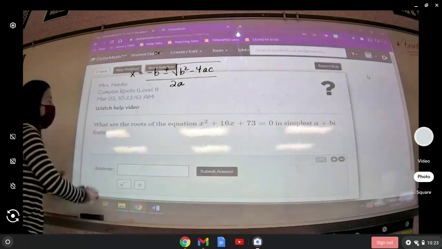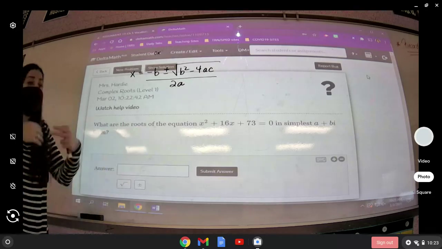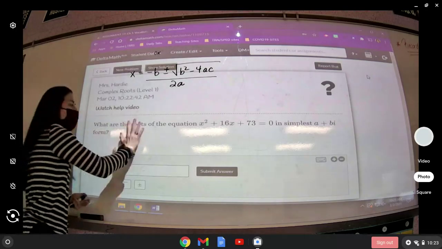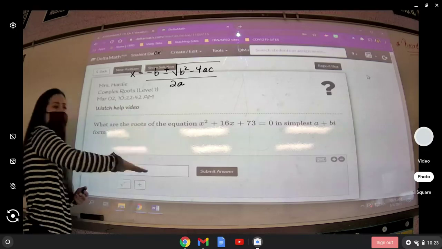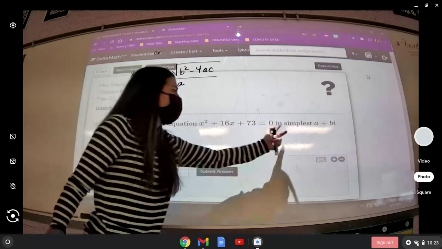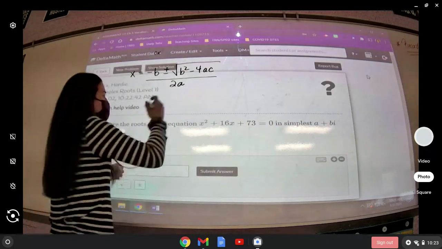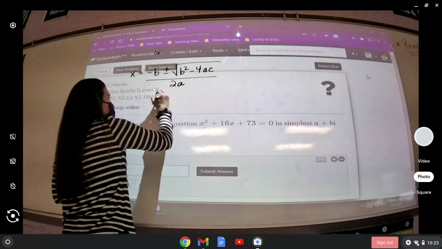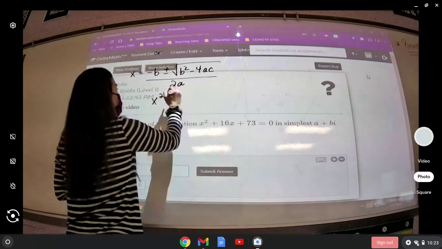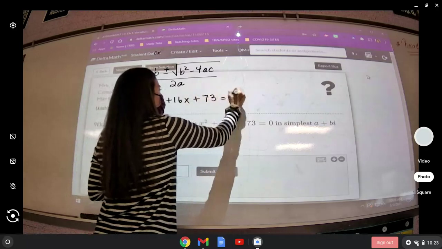Okay, they want to know what are the roots. Guys, remember roots, just a fancy word for solutions or x-intercepts, all right? What are the x-intercepts? What are the roots? What are the zeros? What are the solutions to this equation? They want your answer in simplest a plus bi form. All right, let me write this down and we'll solve it. X squared plus 16x plus 73 equals 0.